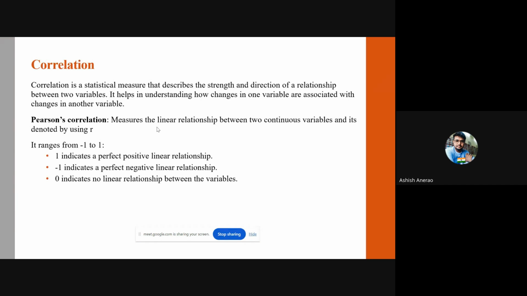Correlation gives the strength of the relationship between those two variables. See, again, it's a linear relationship. Linear means if a increases by 2, b also increases by 2 or 3.